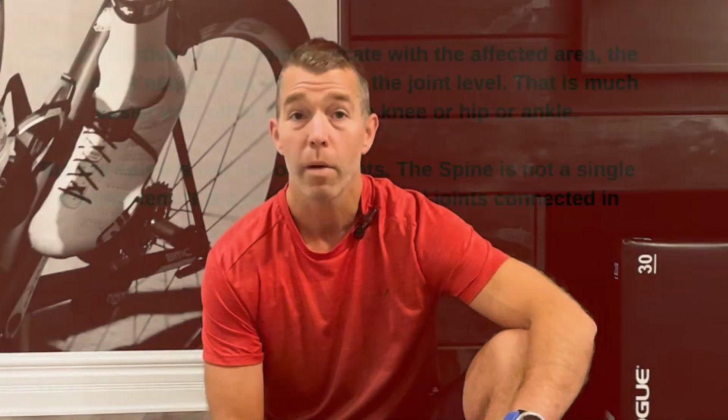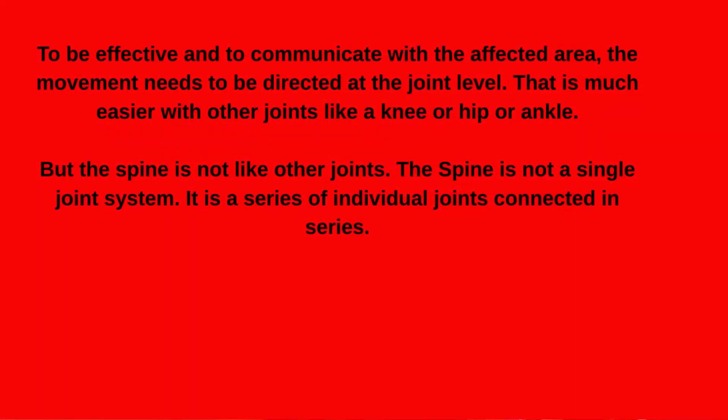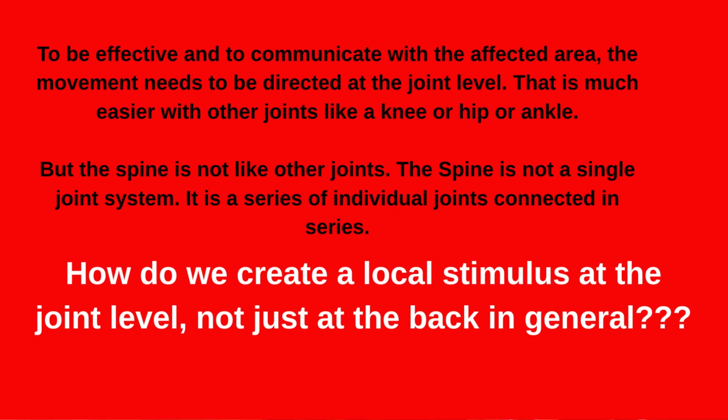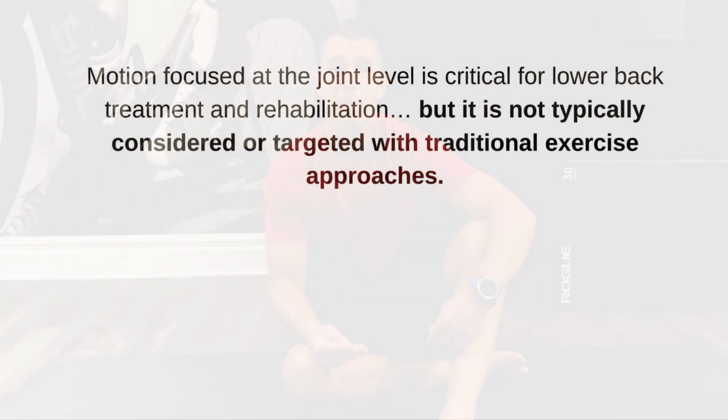Now, this is easier with other joints like a knee or a hip or ankle, but the spine is not like other areas in that it is not a single joint system. It's a series of individual joints that coexist to form a movable column. So the challenge becomes, how do we create a local stimulus at the joint level, not just at the back in general?